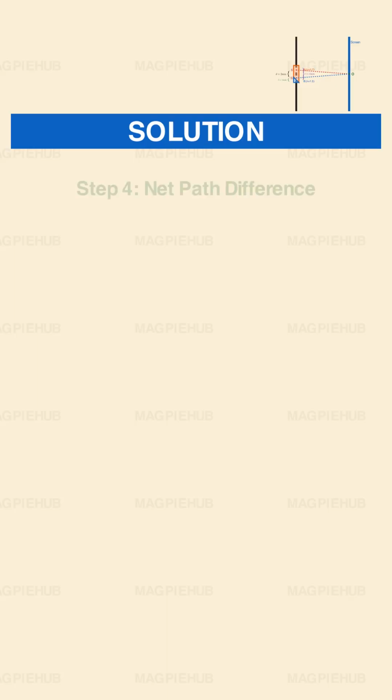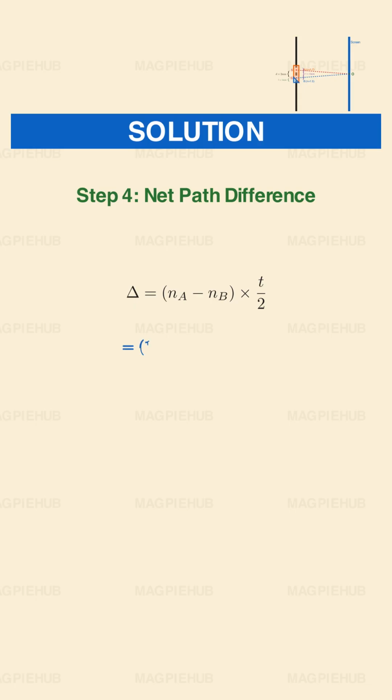Now we compute the net path difference. Delta equals (n_A minus n_B) times T over 2. That is (1.7 minus 1.5) times 12 micrometers over 2. This gives us 0.2 times 6 micrometers, which equals 1.2 micrometers.